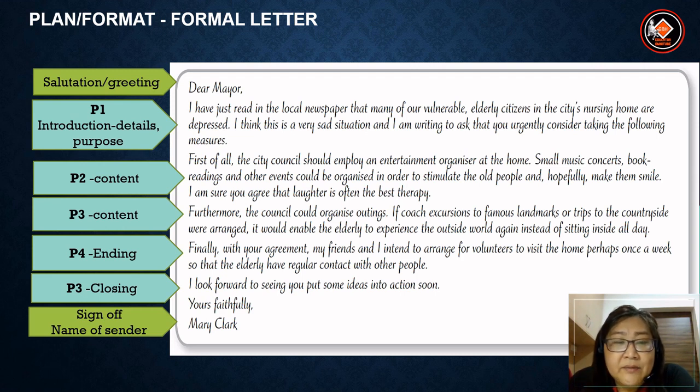Finally, which is the ending paragraph, with your agreement, my friends and I intend to arrange for volunteers to visit the home perhaps once a week so that the elderly have regular contact with other people. Now we have the closing. I look forward to seeing you put some ideas into action soon. Then you have to sign off. Yours faithfully, Mary Clark.